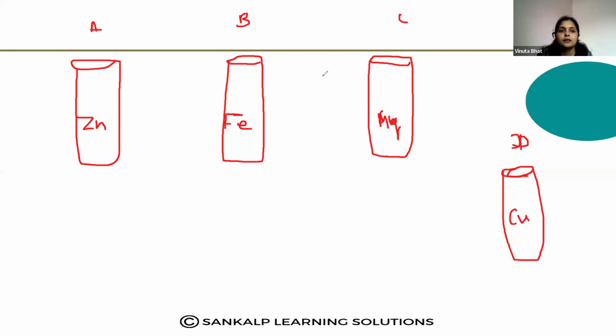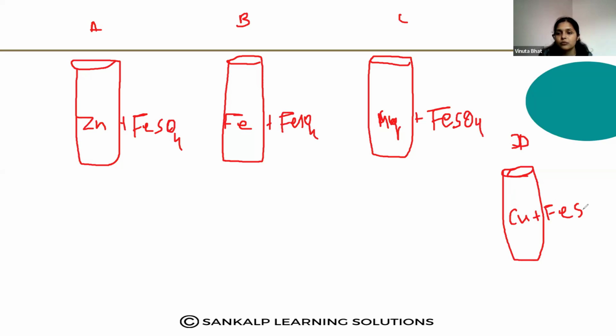Here, the same amount of ferrous sulfate is added. Here also FeSO4, and here also FeSO4. Okay. So in which test tube does the reaction take place?